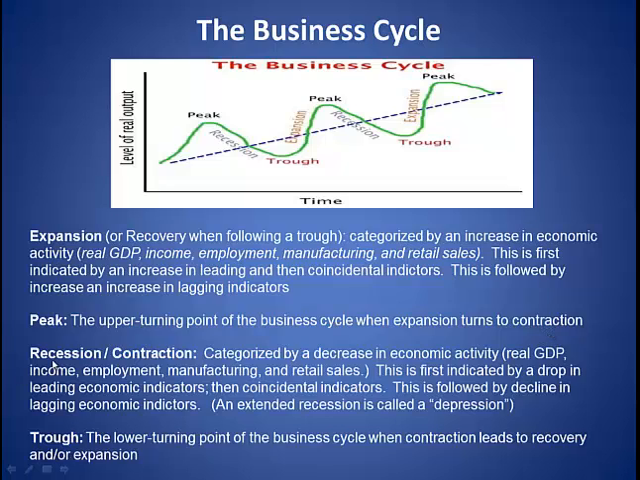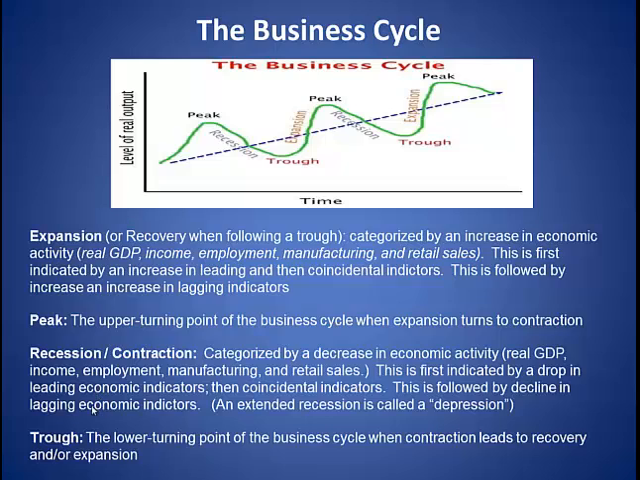So a recession or contraction is categorized by a decrease in economic activity. In other words, real GDP is going to start falling, income will fall, employment will fall, meaning unemployment will rise. Manufacturing and retail sales will also fall. Again, this is first indicated by a drop in leading economic indicators, then the coincidental indicators, followed by a decline in lagging economic indicators.